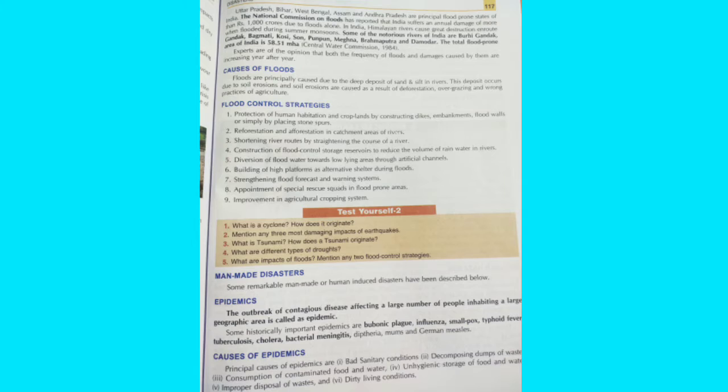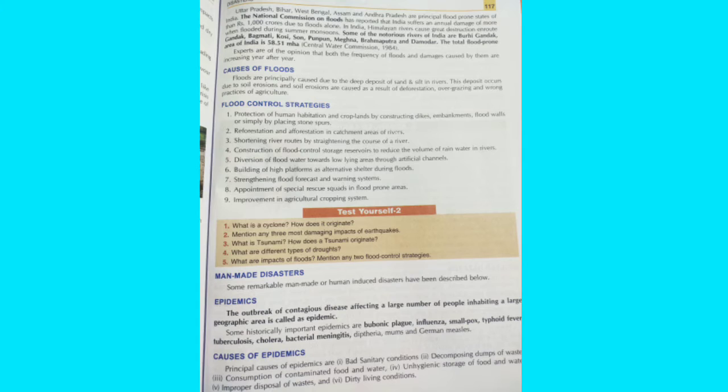Man-made disasters. Now we are going into man-made disasters, after we have completed the natural disasters. Man-made disasters means when a disaster happens with the interference of human beings, sometimes intentionally, sometimes unintentionally, mostly unintentionally. So first we have the epidemics.